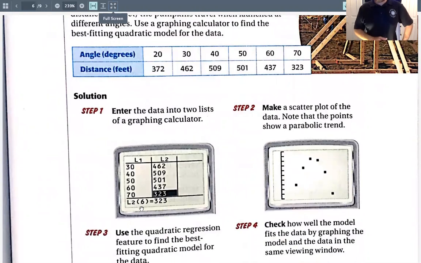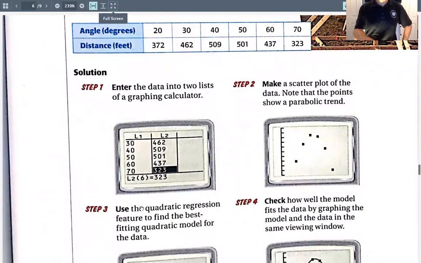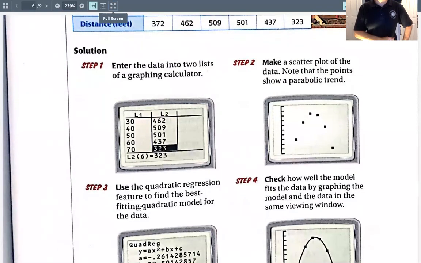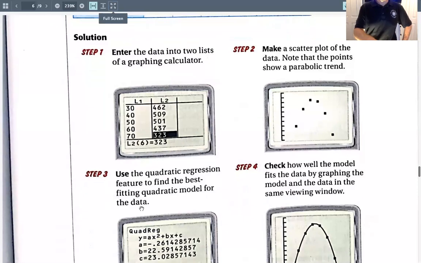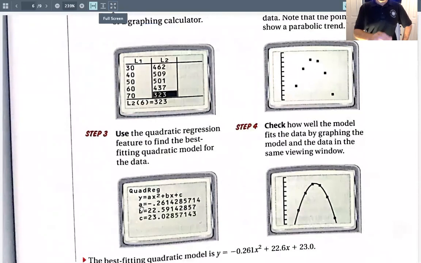Okay, so then you can tell your calculator to make a scatter plot of the data. And then you see that it has a parabolic trend, a quadratic trend. Once you see that, you go to step 3. Use the quadratic regression feature to find the best fitting quadratic model. So your calculator will just do the quadratic regression. It will suggest what A, B, and C are. Okay, so look at what it says. It suggests that A is negative 0.2614. See, your calculator is going to get a good accuracy there. It suggests that B is that. It suggests that C is that. Okay?